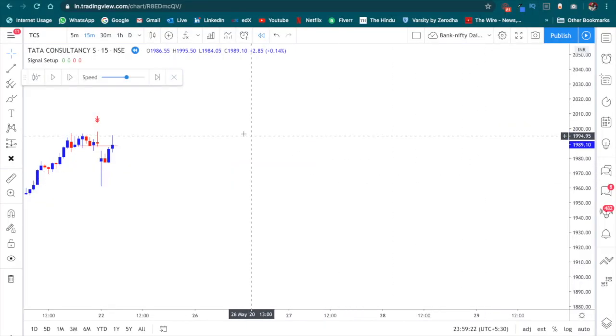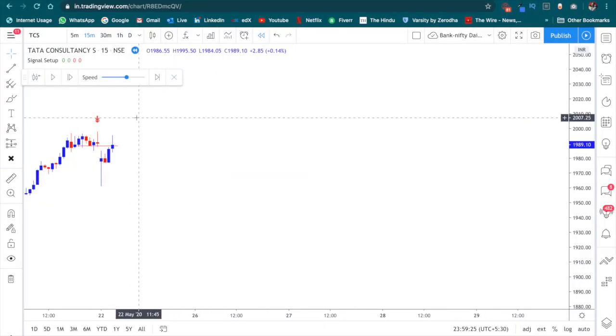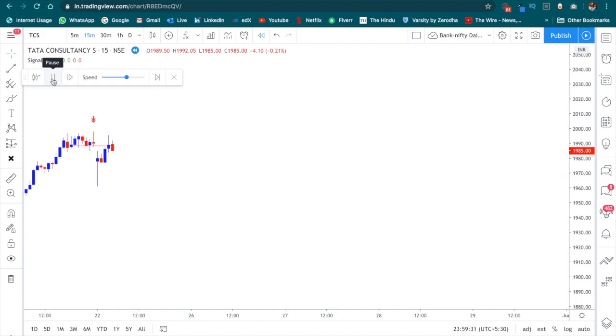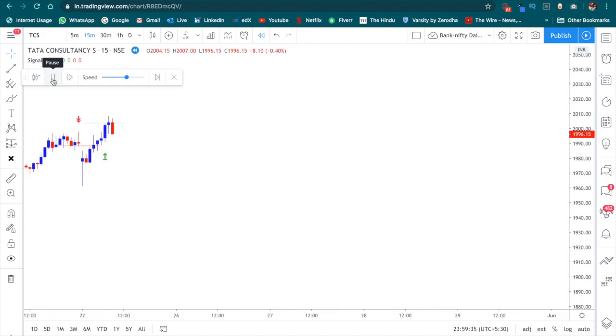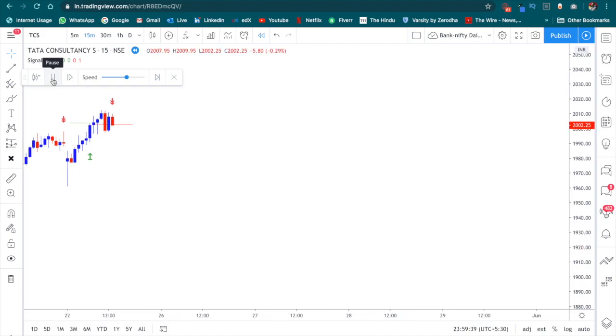Let's take a look at another example. For this example, I have chosen TCS and I've kept the time frame at 15 minutes. Let's see how the signal system generator would have guided you over the previous few days. As you can see, a bullish signal was generated and the price has moved over the signal line.